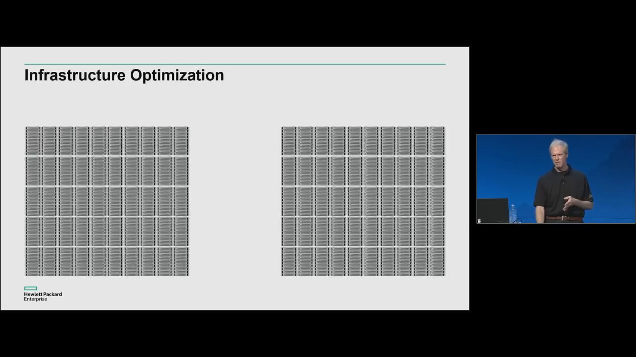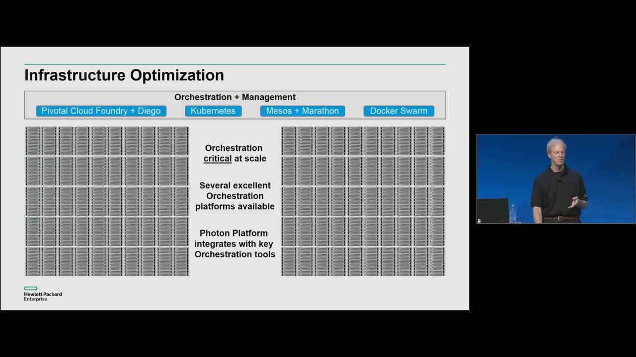In this kind of environment, orchestration and management becomes just about the most critical thing. So orchestration and management is critically important. At scale, you must be able to provide good solid orchestration. Photon Platform integrates with the key and most popular environments. So Pivotal Cloud Foundry and Diego, Kubernetes, Mesos Marathon, and Docker Swarm, the most popular ones. These all work in the VMware environment. They work in VIC, and they also work on Photon Platform.